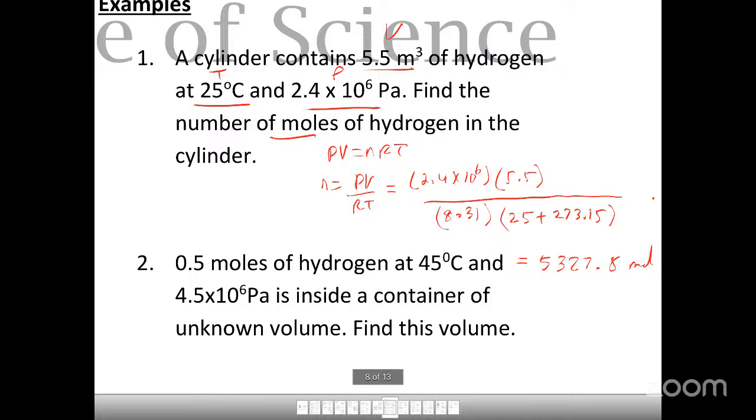Right? Next one, they gave you the number of moles, they gave the temperature, they gave the pascals, and they want you to find the volume. So which formula are you using? Same thing, right? But you just rearrange it. PV is equal to nRT, and I want to find V. So that's nRT over P. Just plug in the values. 2.94 times 10 to the minus 4.